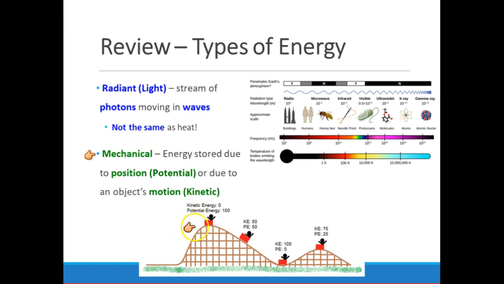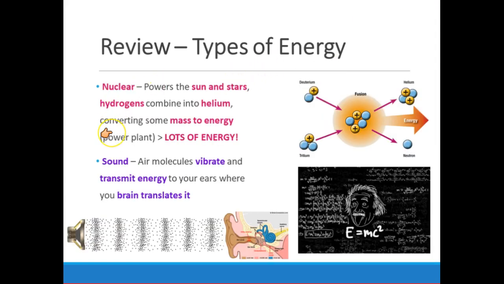Okay, so if you see right here with a roller coaster, which we're going to talk about a bunch today, depending on where you are on the roller coaster, you have certain amounts of potential energy, and depending on the roller coaster's motion, you have certain types of energy. So we're going to talk about that today. And the last two types are nuclear and sound.